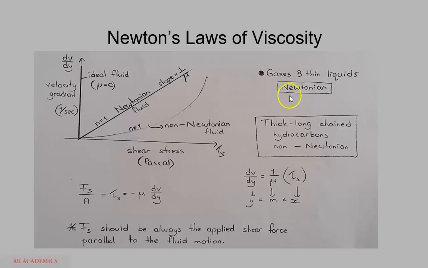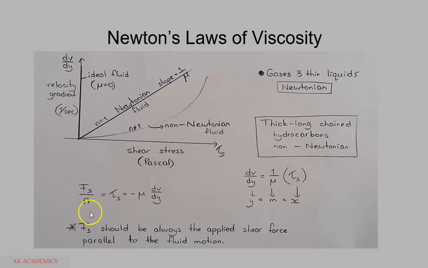We should pay attention to this fact. Gases and thin liquids are Newtonian in nature. That means for gases and liquids, their n is equal to 1. We mentioned that earlier. Thick, long-chained hydrocarbons are usually non-Newtonian in nature.